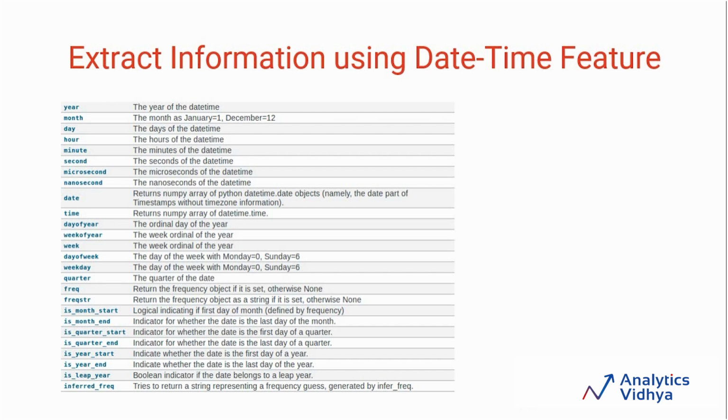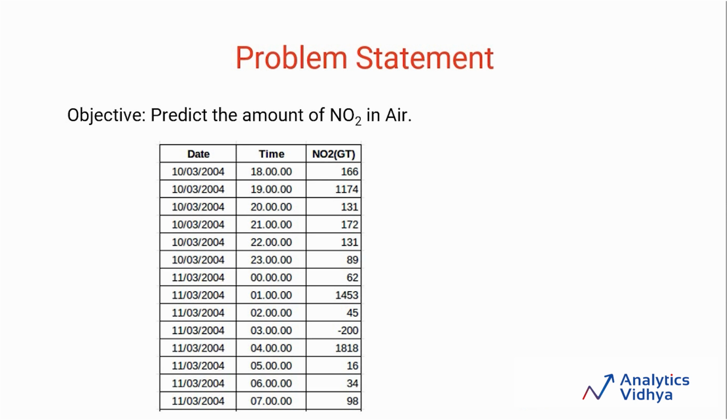Now let's look at an example. We have to predict the amount of NO2, nitrogen dioxide, in the air at a given day and time. How can we use the date and time variable here? I want you to pause the video and just think about it for a second before you proceed.